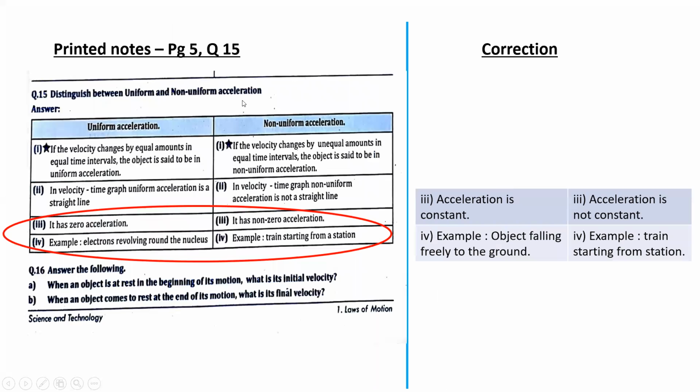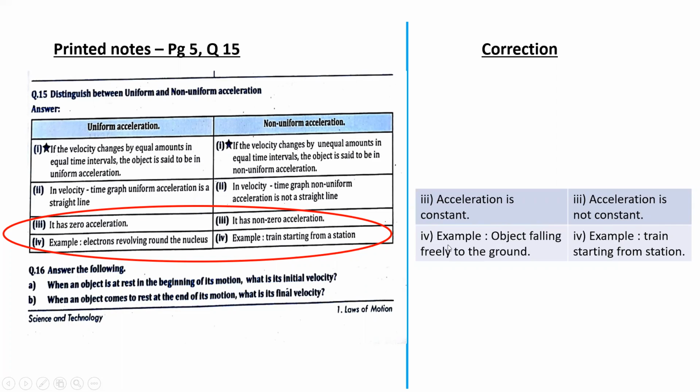The next, refer to page 5, question 15. Distinguish between uniform and non-uniform acceleration. Refer to points 3 and 4. The existing points 3 and 4 are to be removed. In place of that, the correction is, for the third point, under uniform acceleration, we will write acceleration is constant. And under non-uniform acceleration, acceleration is not constant.